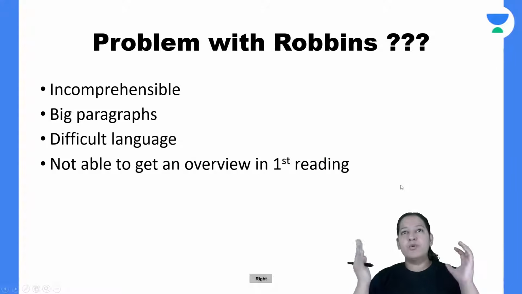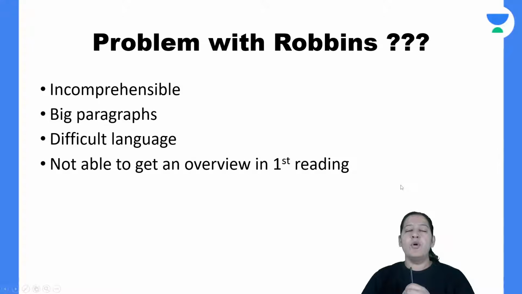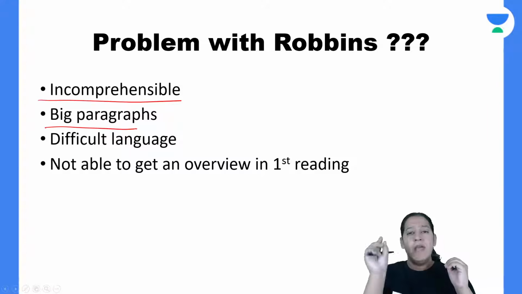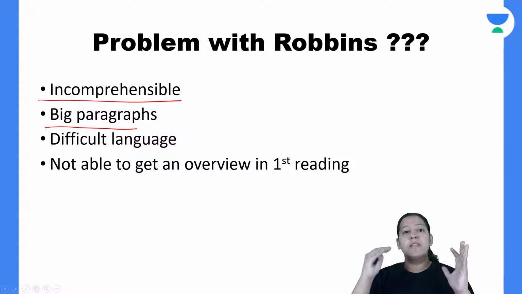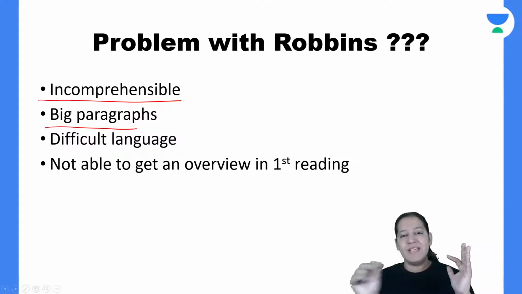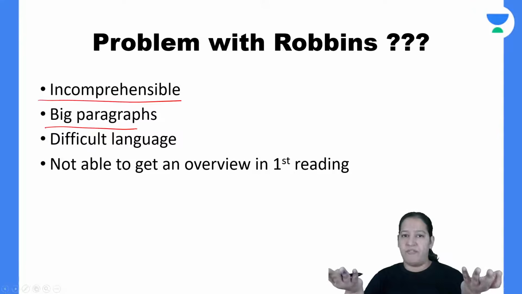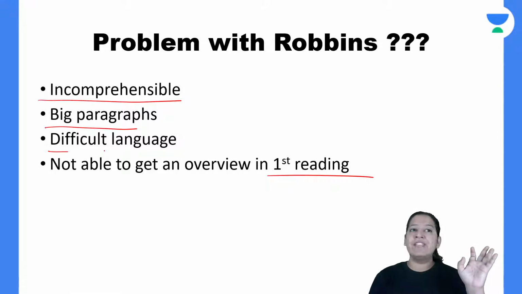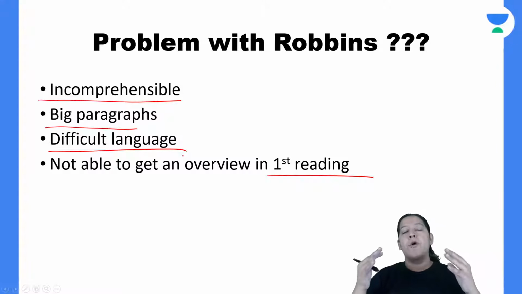Now, what problems do students generally face with Robbins? Most of the students tell me, ma'am, it is incomprehensible. It contains big paragraphs. It is not a bullet and concise book. The information is not in the form of bullet points. It is a big paragraph. So once we start reading the paragraph, we lose the flow, and we don't get an overview of what we are reading. So in the first reading, everything is a bouncer. We didn't get anything, and the language is very difficult. So these are the common problems students face while reading Robbins.